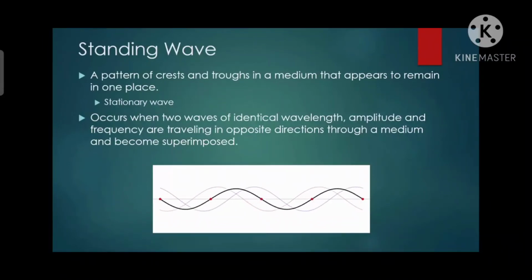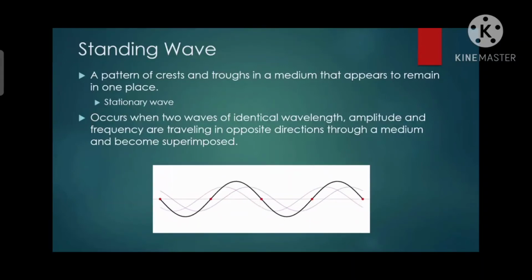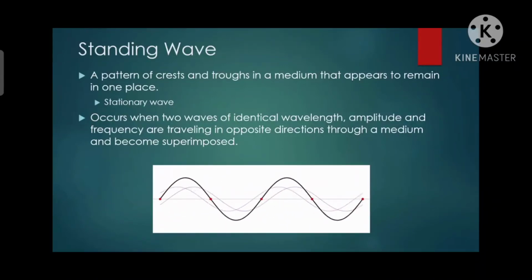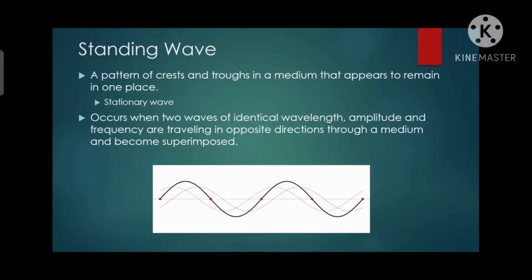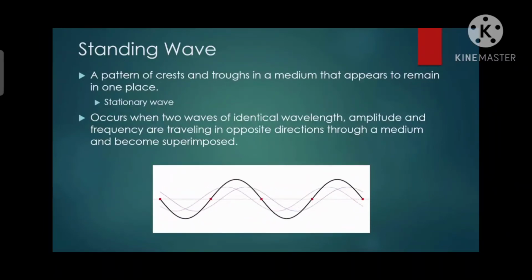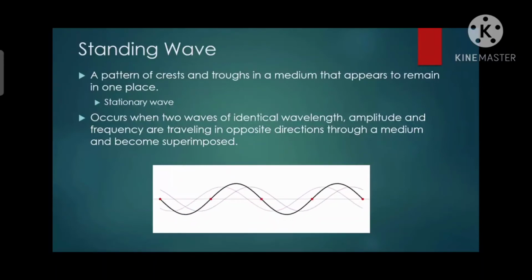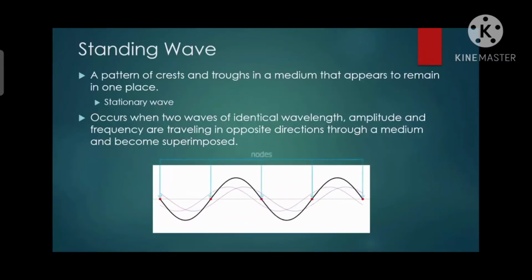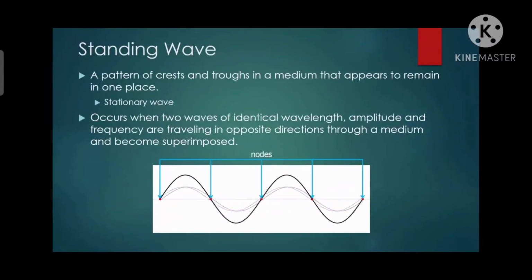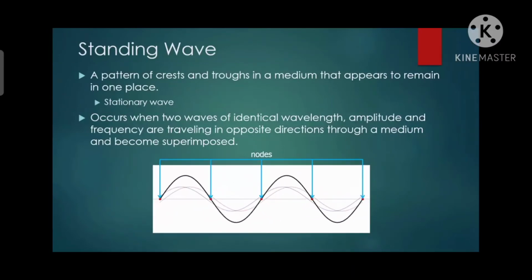Take a look at this animation. The red wave and the blue wave are the two identical waves. The blue wave is traveling to the right, the red wave is traveling to the left. The black wave is the standing wave. You can see there are certain points on that wave, those red dots, where maximum destructive interference is always happening. It doesn't matter what parts of the red wave and the blue wave are at those points, they always completely destructively interfere with each other. We call these places nodes.